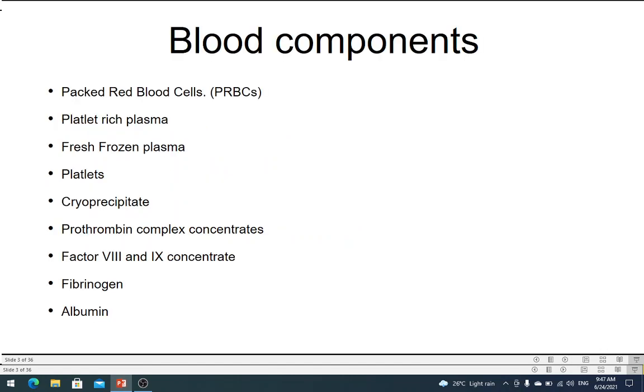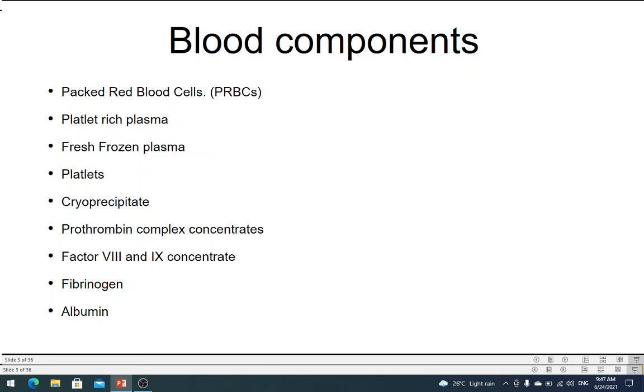So this is a list of some of the blood components. It's not exhaustive, but most of the common things are included here. Packed blood cells. This is what we most commonly use. That is, when a patient has bleeding, or when the patient has a low Hb, what we give is packed cells. I told you whole blood is very rarely used.